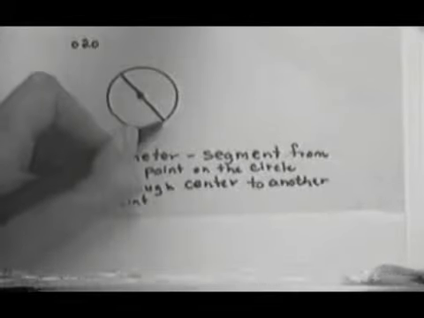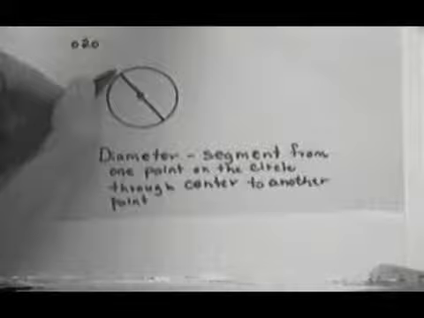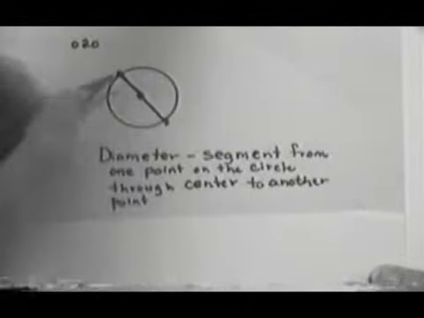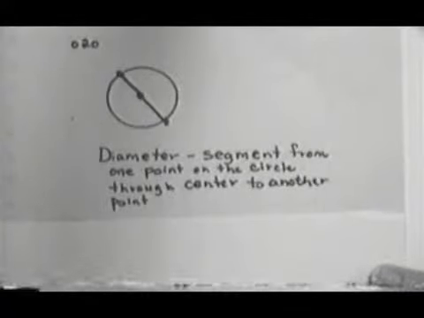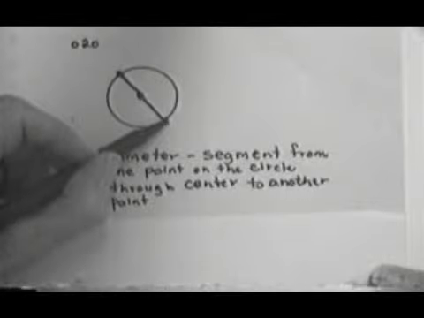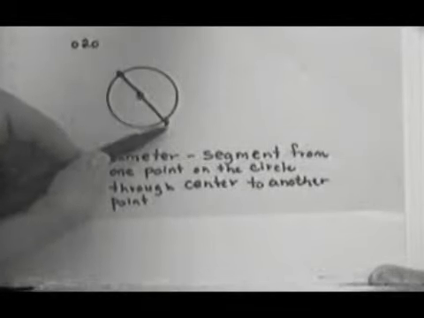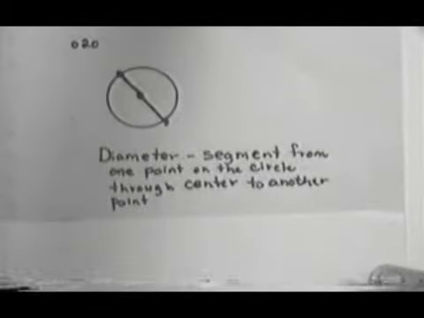Your diameter has to be just one segment, it has to have its end points on the circle, and it must go through the circle's center. When we're working with circles, we need to know the difference between a diameter and a radius. A radius just goes from a point on the circle to the center, so it just goes halfway across. The diameter goes all the way across.